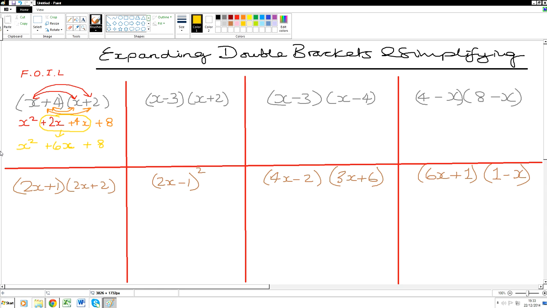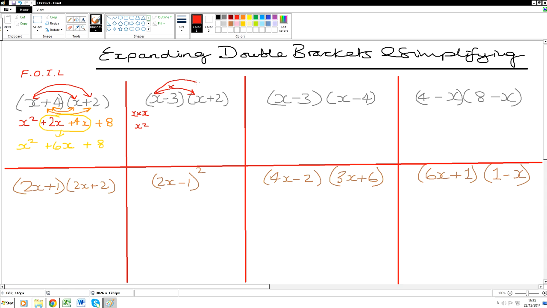Okay, let's try the next one. So we start again from the beginning, the front two of each bracket. So x times x. We're not writing that line down, but we can if you like. x times x is x squared.